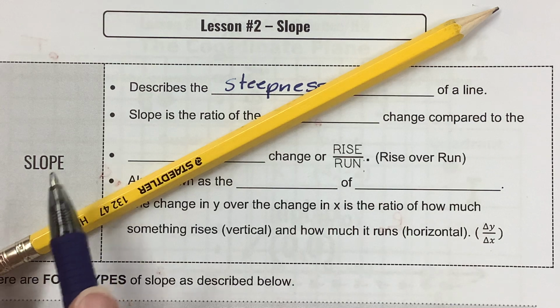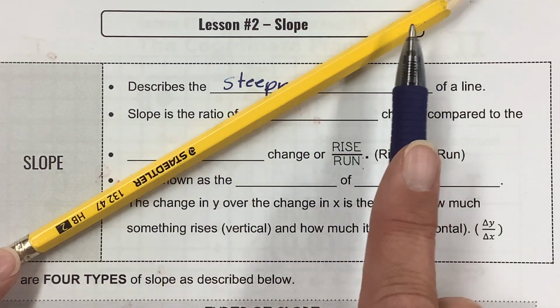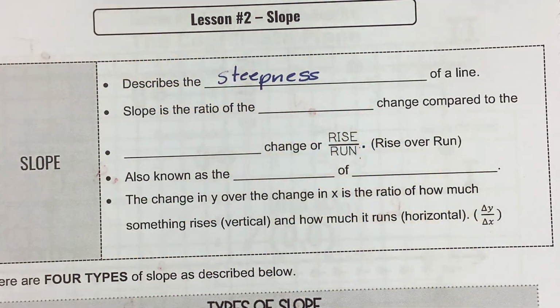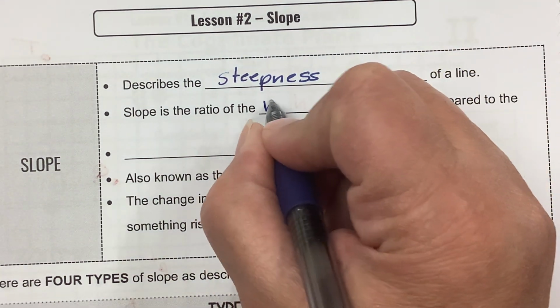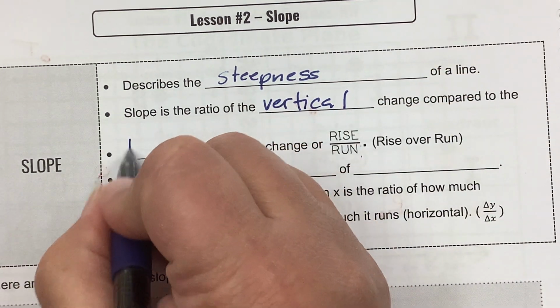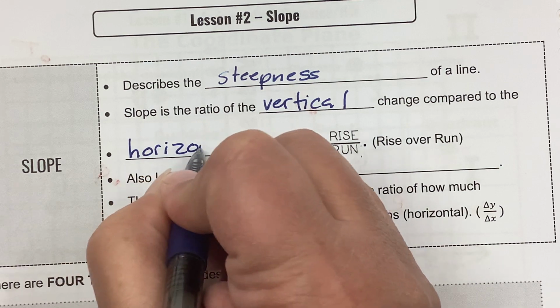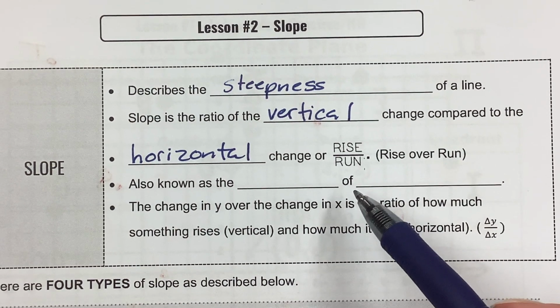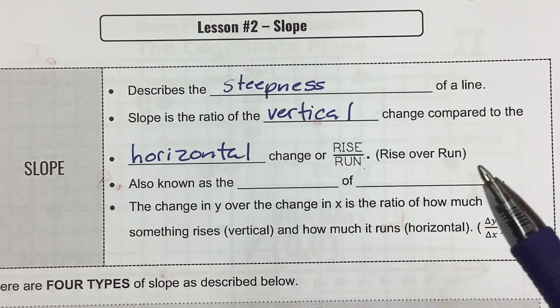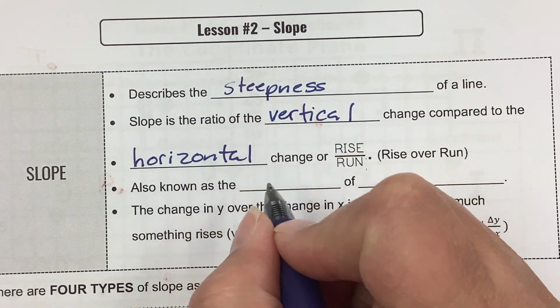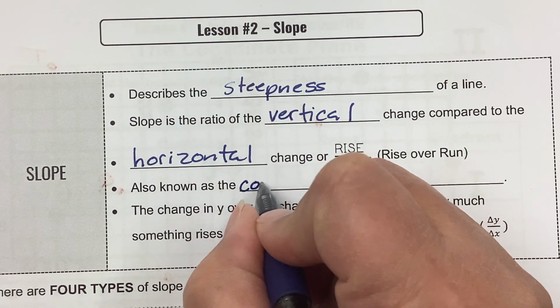Now, you read the slope of a line from left to right. So if you're going up, it's positive slope. And if you're going down, it's a negative slope. We will get back to that. So slope is a ratio of the vertical change compared to the horizontal change. We call it rise over run. Rise is going up, run is going left or right. So it's also known as the constant of proportionality. You might remember that from 7th grade. Constant of proportionality.